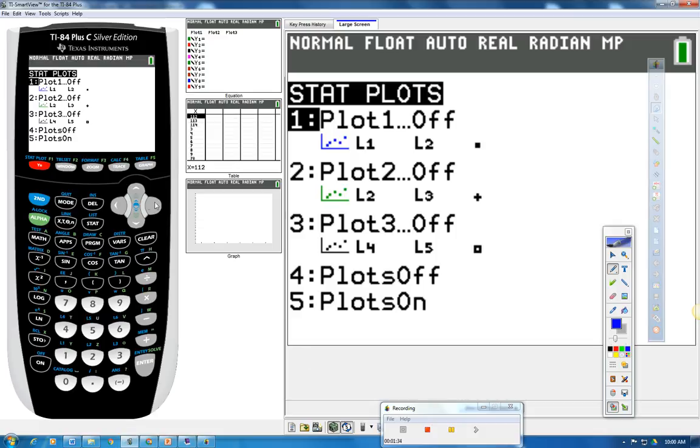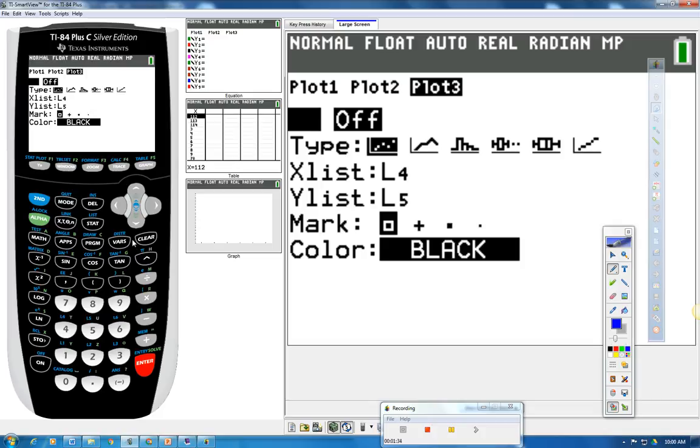If plot 3 was not using L4 and L5, but I still want to use plot 3, I could go down, select plot 3, turn it on by hovering over on and hitting enter, and I could come down here and hit second, 4 to put L4 in there, and second, 5 to put L5. If your data is in L1 and L2, then you would not want to have L4 and L5 in here. I entered this data into L4 and L5, so that's what I want it to pull.